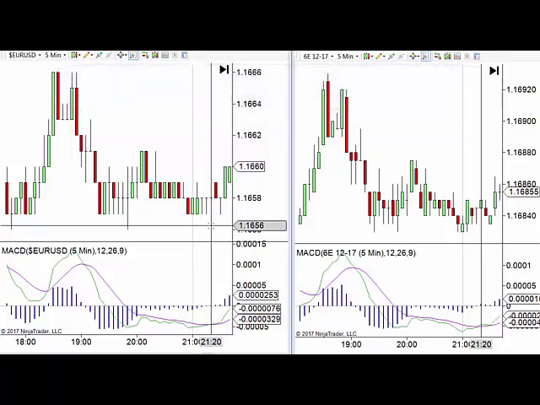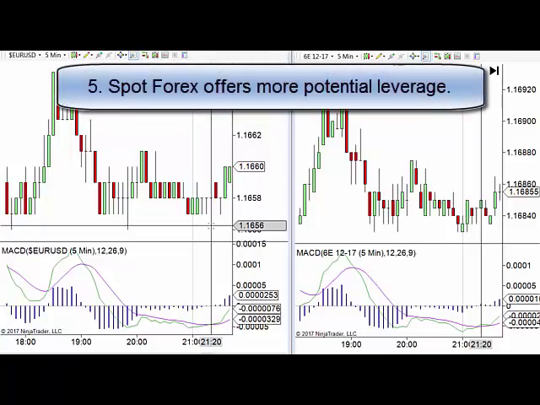The leverage is better with the Spot Forex market than it is with the futures market in general, although that can vary. That's a double-edged sword, right? Leverage can be a good thing, it can be a bad thing. Basically, the more leverage you have, the more money you can potentially make with a smaller account. But on the flip side, of course, the more money you can lose with a smaller size account as well. And that's a problem. So you've got to really take that into consideration, especially for beginning traders.